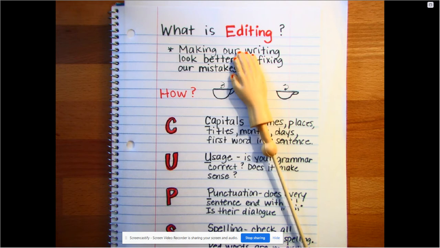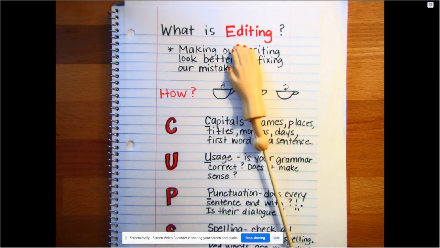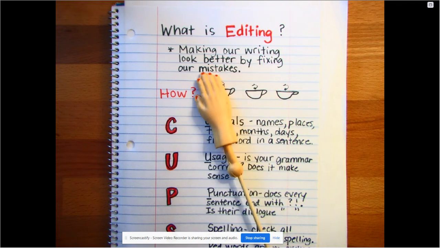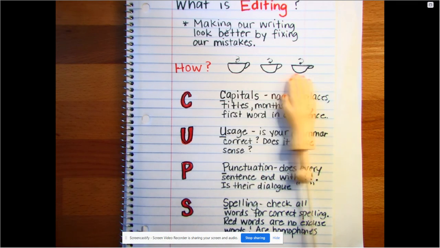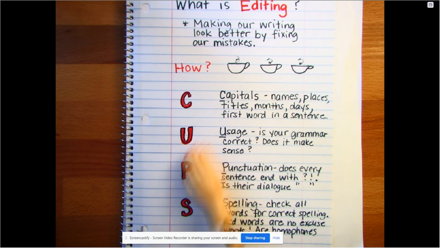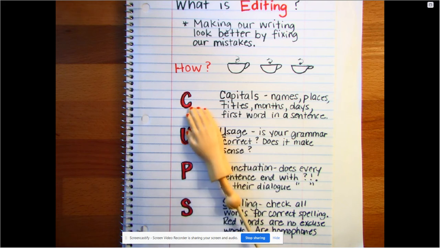So, what is editing? You watched that video, so hopefully you understand that it's making your writing look better by fixing those mistakes. And just like yesterday, when you revise, you can remember to use the word STAR to help you with the things that you need to do on the checklist. Today, when you edit, you can remember the word CUPS, and I drew a picture of some coffee cups right there. So each letter stands for something that you need to do when you are editing your work, okay? And you might have to edit somebody else's at some point. You need to know what that means.